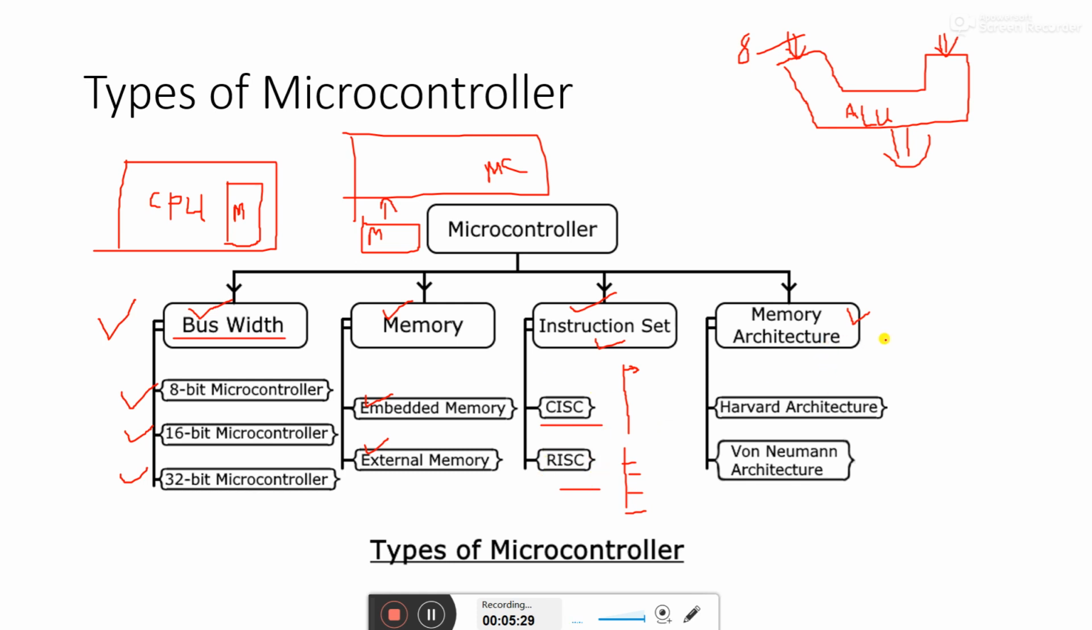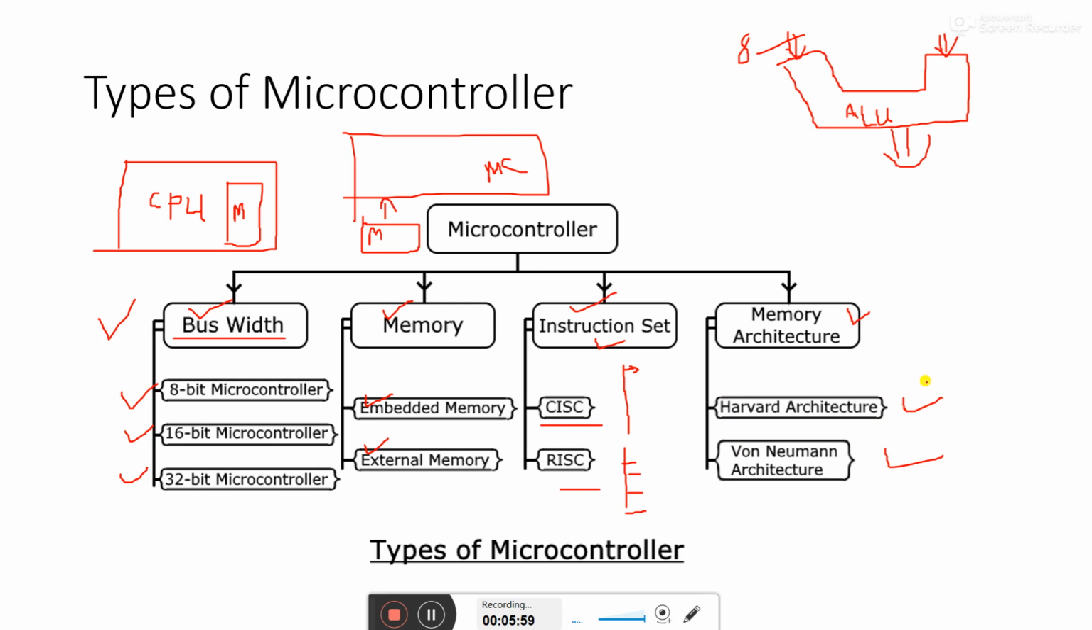Next is memory architecture. On the basis of memory architecture, there are two types: Harvard architecture and von Neumann architecture. I will discuss these two also in my next lecture. Basically it is about how the memory is associated with the CPU and how the CPU takes the data from the memory. That depends on these two things.